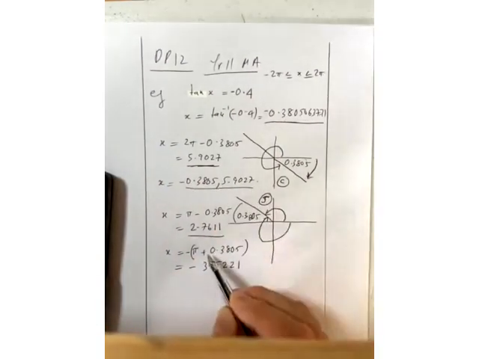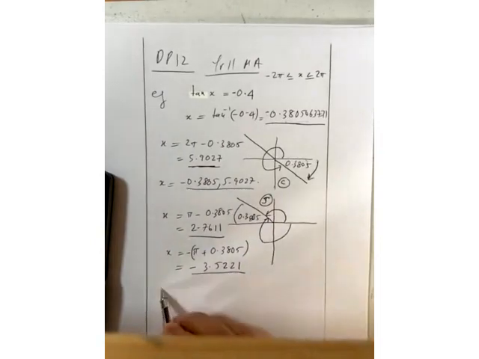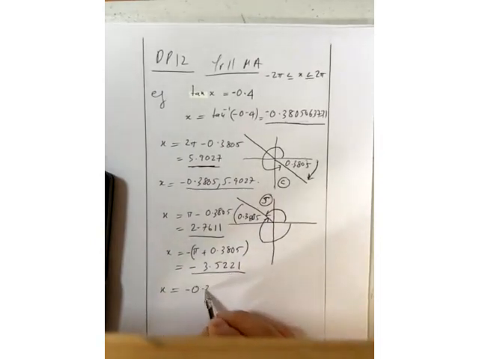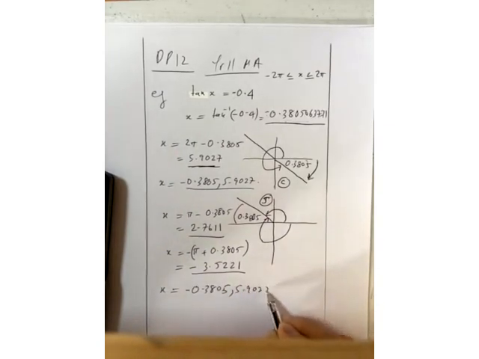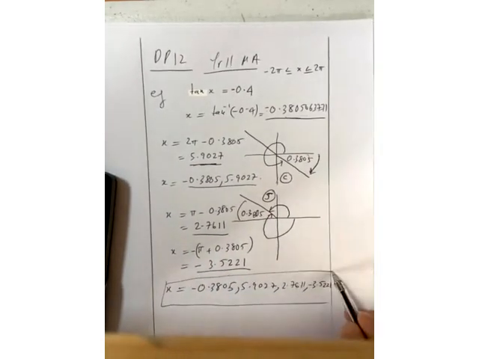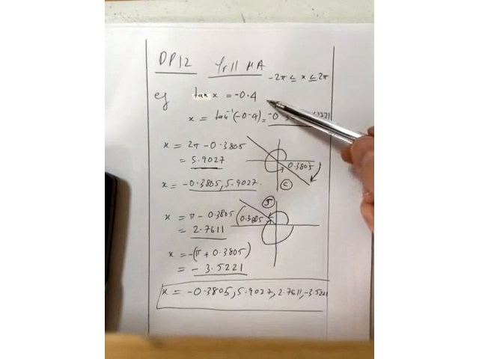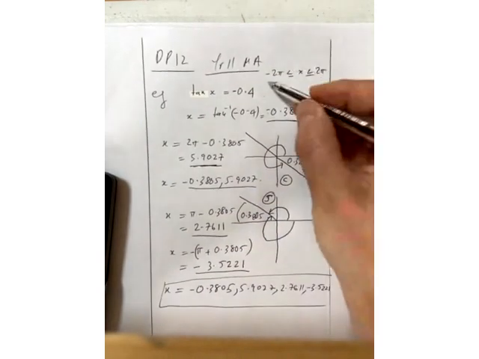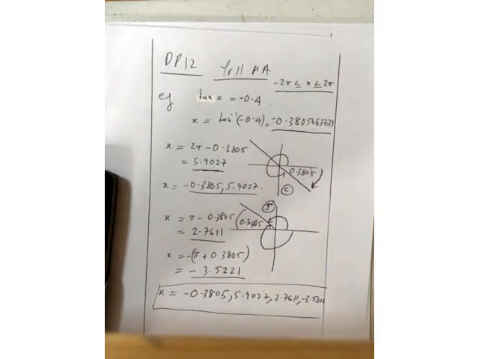So that's 4 answers. That's 2 there, and that's 2 more. You have to put it all together, in any order, doesn't matter. So negative 0.3805, 5.9027, 2.7611, and negative 3.5221. These are your 4 answers that answer the original question of what is tan x equals negative 0.4 for those values of x. And that's basically how you answer this. It's 4 answers. So I'm going to stop there.